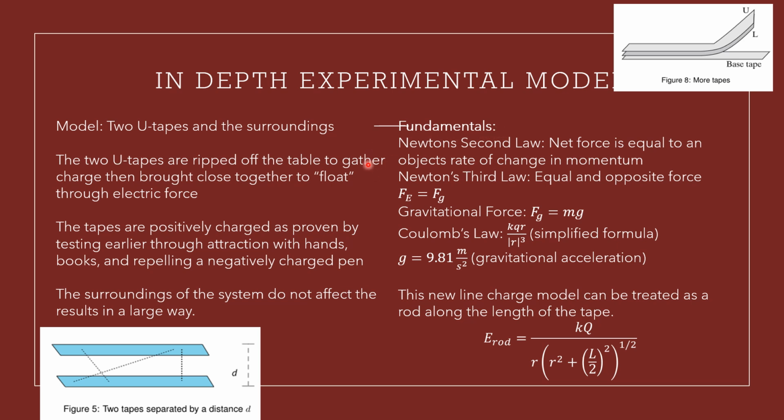Fundamentals of this lab are Newton's second law, F equals ma, and Newton's third law, equal and opposite force, so Fe equals Fg. Gravitational force, Fg equals mg. Coulomb's law, which is kq r hat over r magnitude squared. And gravitational acceleration. The line charge model can also be expressed by treating the tape as a rod through its length, so the E-rod formula.